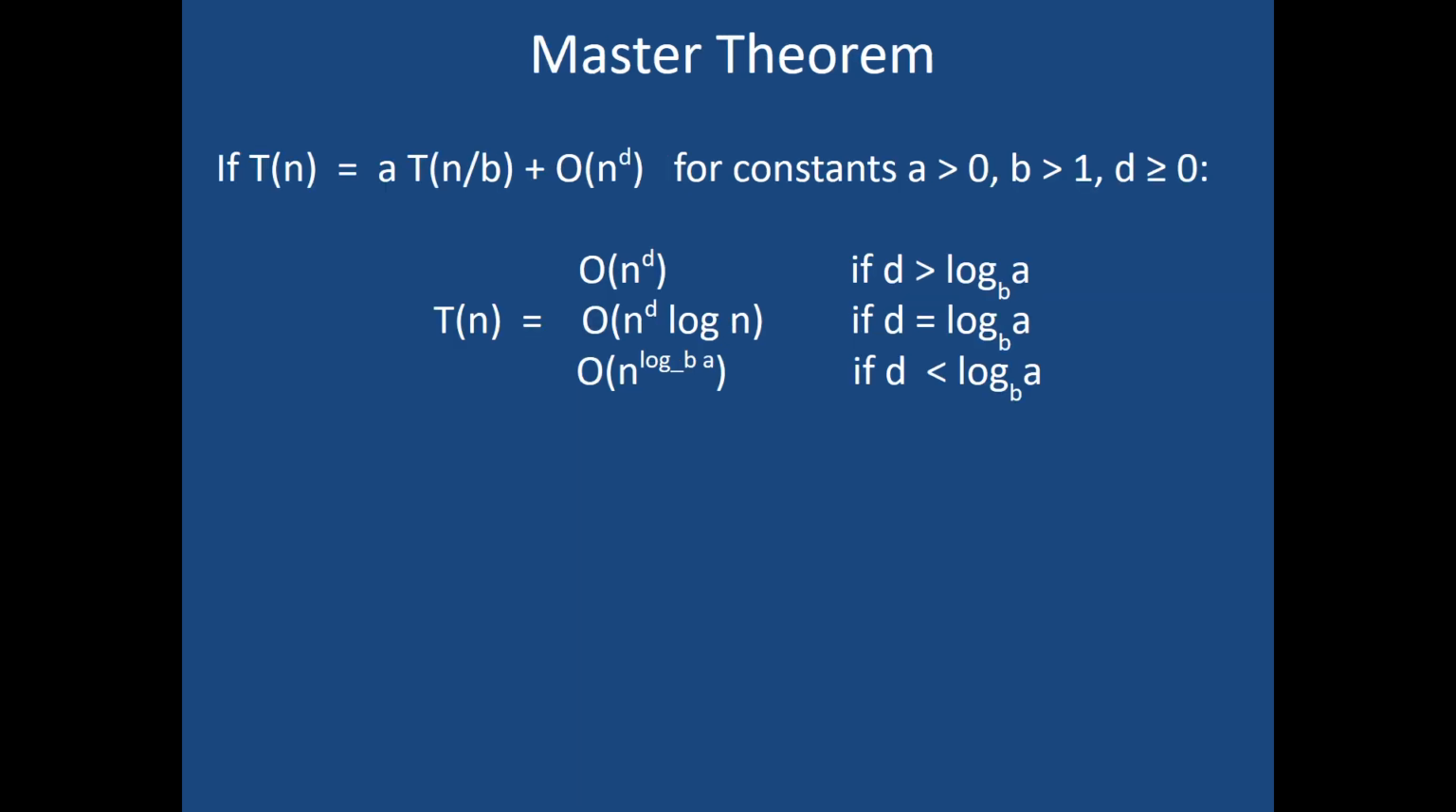And there's how you use it. There are some restrictions. You have to have at least 1 recursion, so a is greater than 0. b has to be greater than 1. What would happen if b was less than 1?